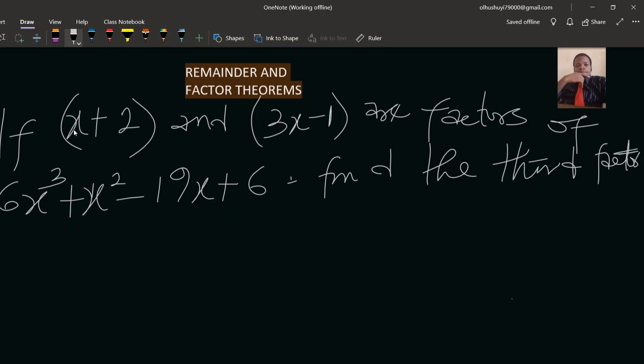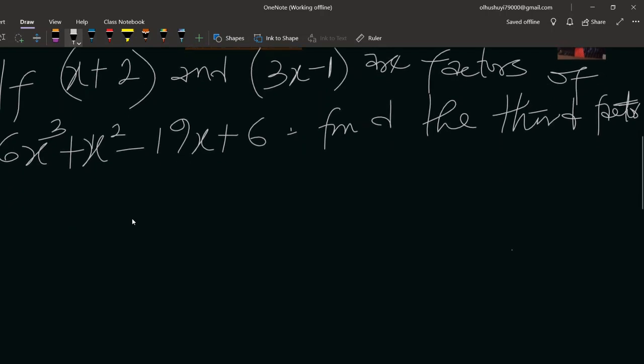So x plus 2 and 3x minus 1 are both factors of this polynomial. How do we get the third factor? We need to go by long division. Just follow me. Since it's of degree 3, we are going to be having three factors, and we only have two known. We need the third one. How do we get it? Use any of these factors to divide this. We get a quadratic expression. Then you factorize that, and we get the third factor.